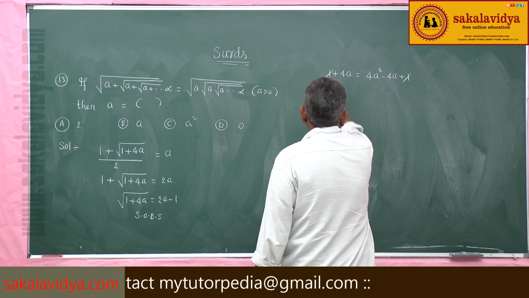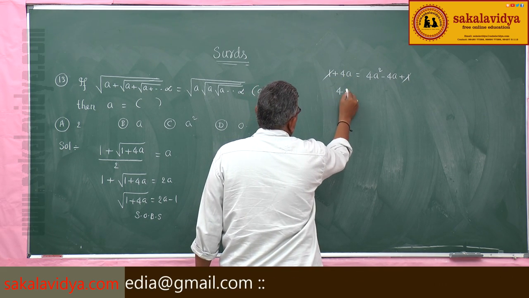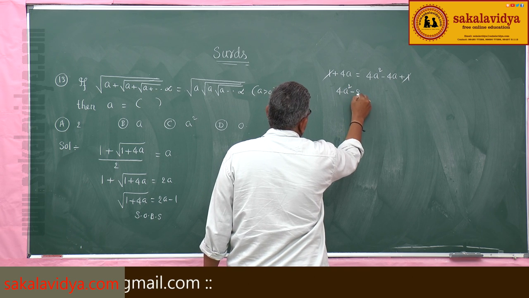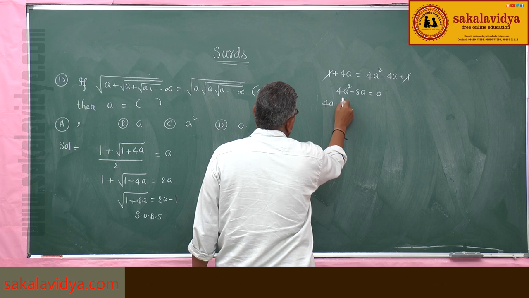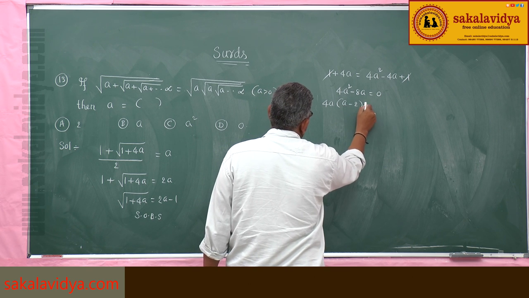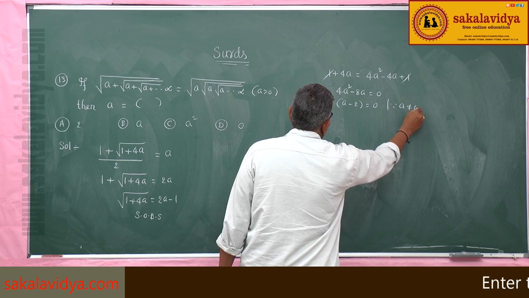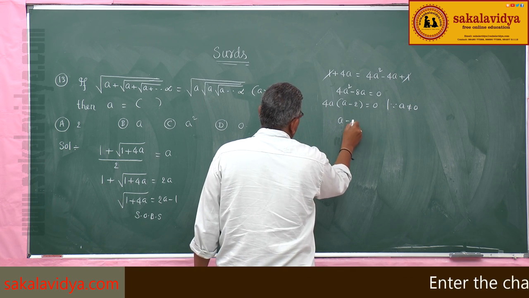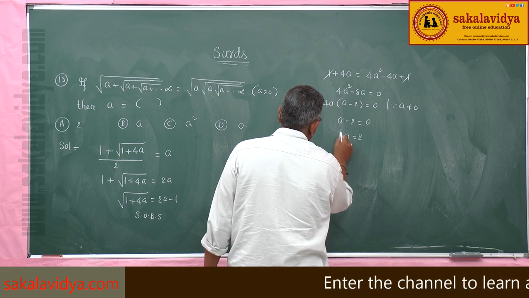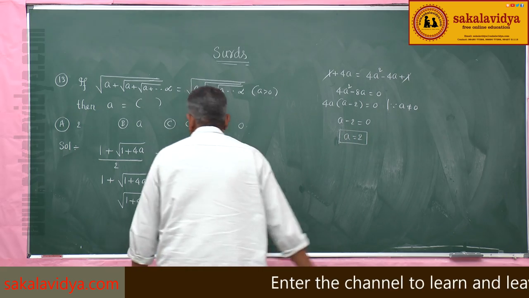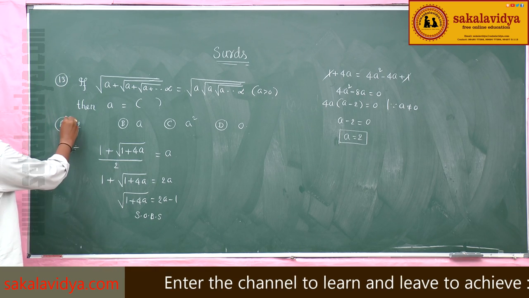1, 1 cancel. Now, bring 4a that side. 4a square minus 8a equals to 0. Take 4a common. You get a minus 2 is equal to 0. Since a does not equal to 0, the a minus 2 must be 0. So, a is equal to 2. So, which will be the right answer? The first option itself is the right option.